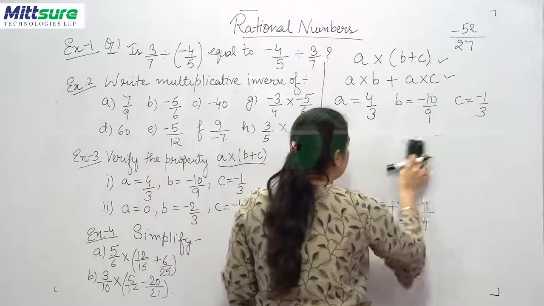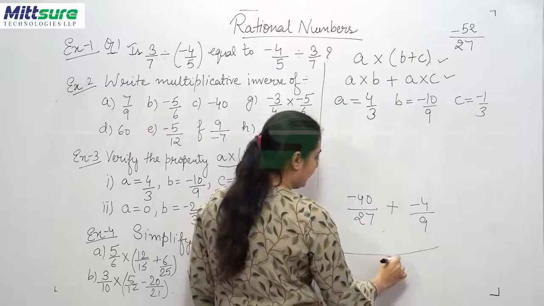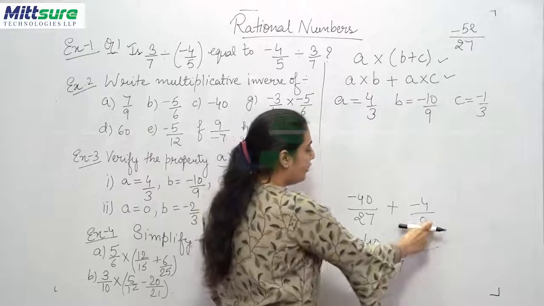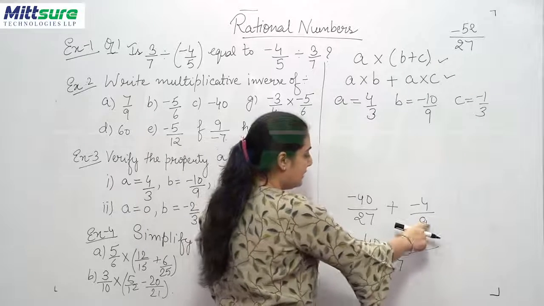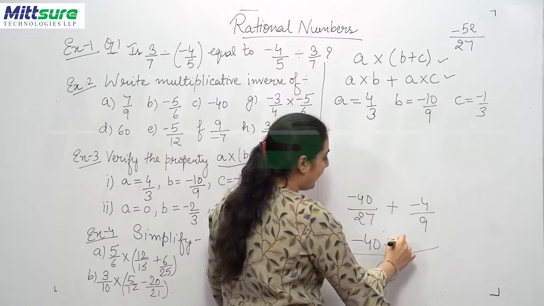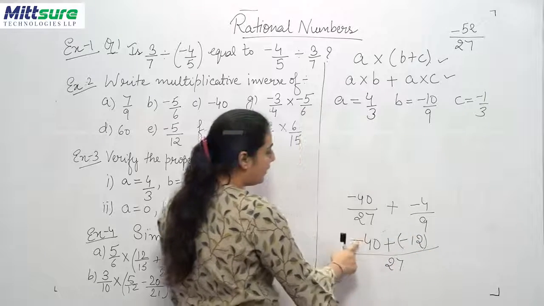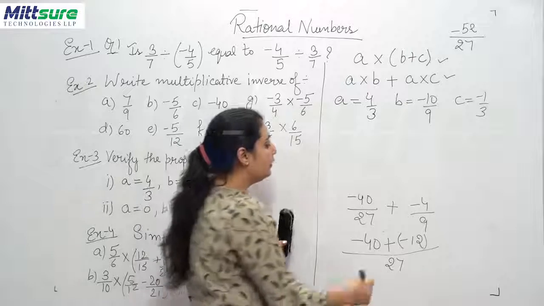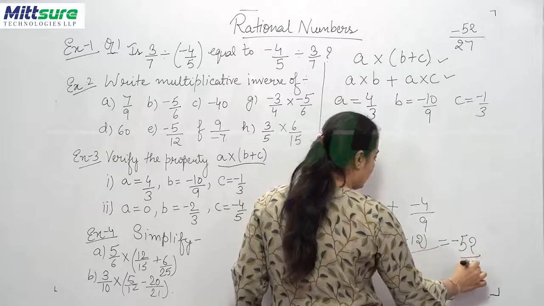Now we will find out the LCM. 27 is the LCM. Minus 40 will remain the same. Okay. Now this 9, what is this 9? When this 9 divides 27, you get 3. So minus 4 into 3 becomes minus 12. Okay. Now when you add minus 40 and minus 12, what do you get? You again get minus 52 upon 27.